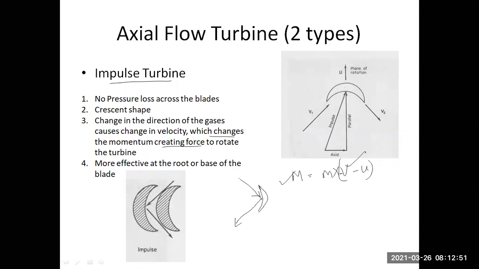So momentum is changing, right? Change in momentum is creating the force which causes the body to move. So this is the direction of the motion, in this case, the direction of the motion of the impulse turbine. When you look at the entire thing, suppose this is the turbine disk, and I've got a turbine over here like this. Okay, let us say this is the impulse turbine.